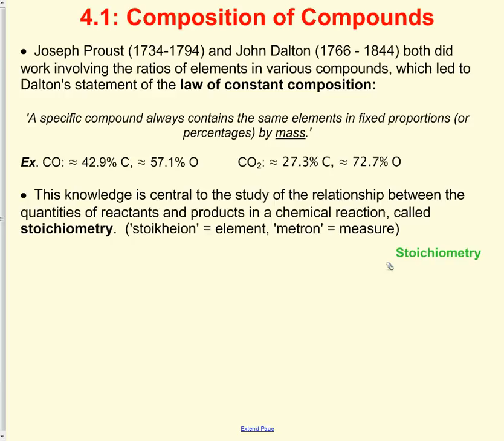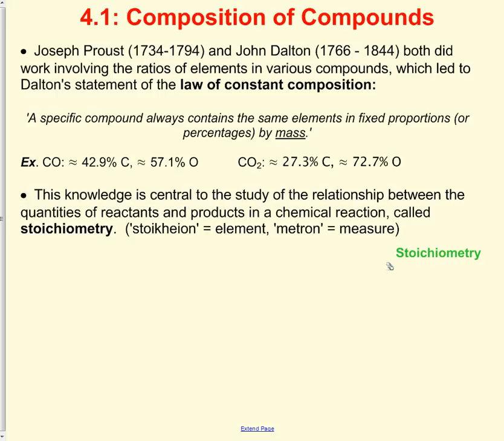John Dalton is known for his law of constant composition, and Joseph Proust, in this section, we find on page 162, has a similar statement of definite proportions. His law of definite proportions is quite similar to Dalton's, but I've summarized Dalton's statement here, which is that a specific compound always contains the same elements, that's clear, and that the compound will always have the same percentages by mass, or proportions by mass.